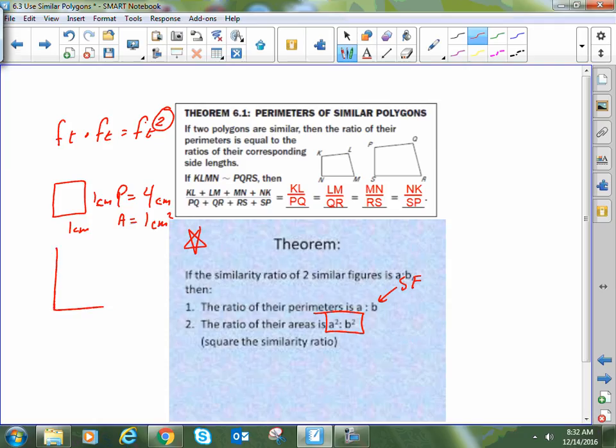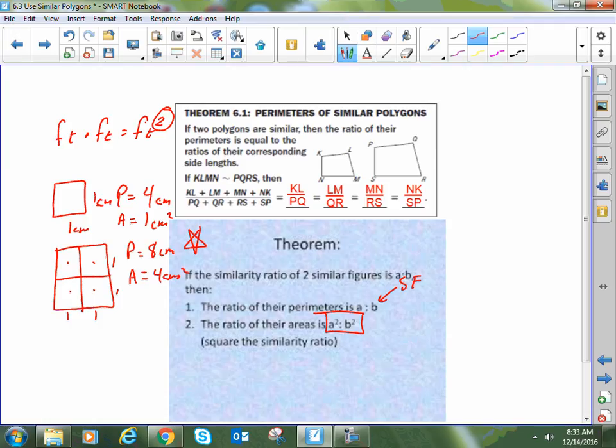Well, what if we double the dimensions? Now this is 1, 1, 1, 1. The perimeter, according to the theorem that we're seeing here, must also double, so that would be 8 centimeters. Now, looking at the area, I have 1, 2, 3, 4 square units. So 2 times 2 gives me 4 centimeters squared. The area didn't double. The perimeter did, but the area didn't. The area actually went up by a factor of 4.